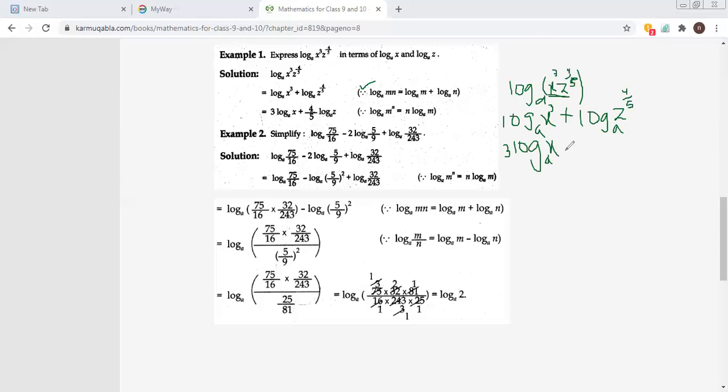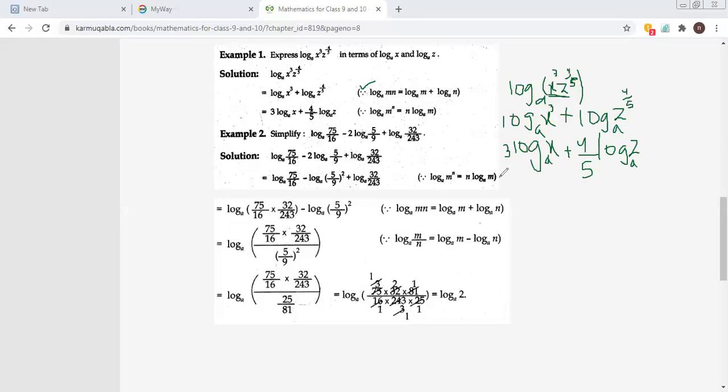In the same way, what will the next term be? Tell me, Aisha. Hello Aisha, give me the answer, dear. 4 upon 5. Very good. Yes, log of a and then z. Okay, very good. This is the answer of question number 1.